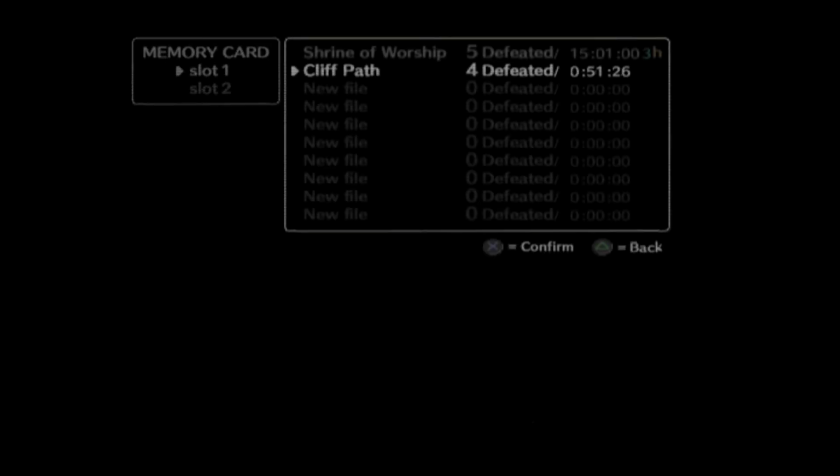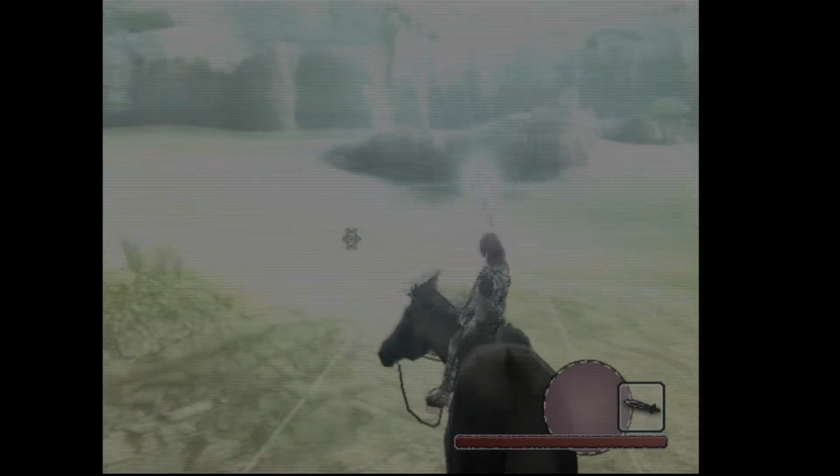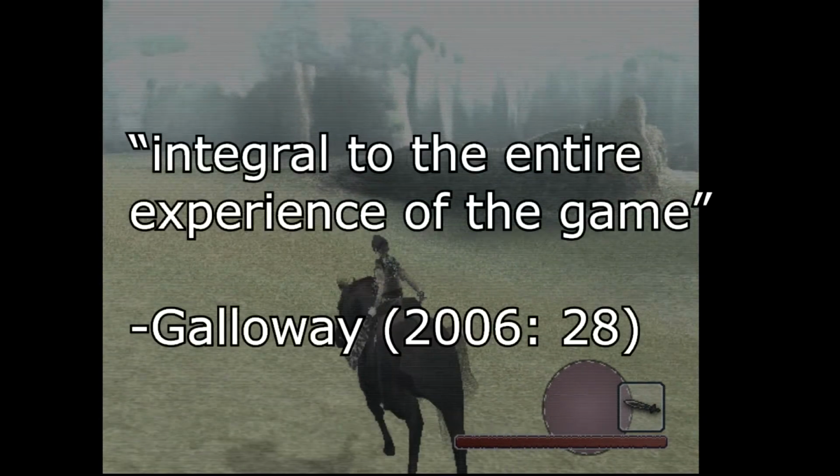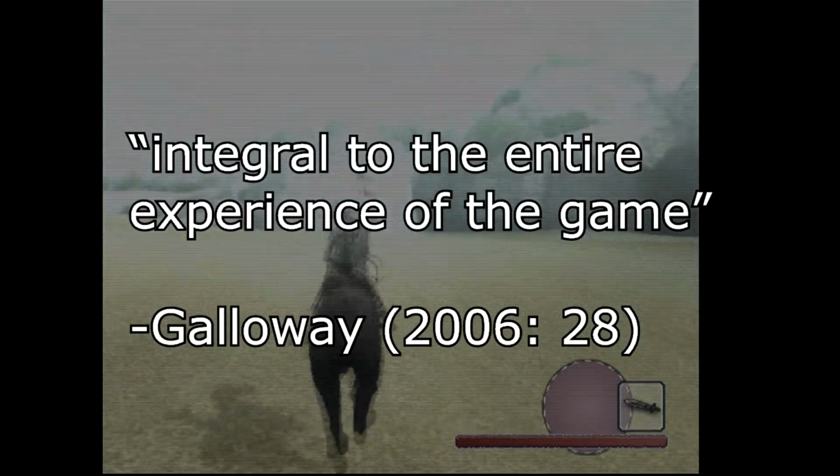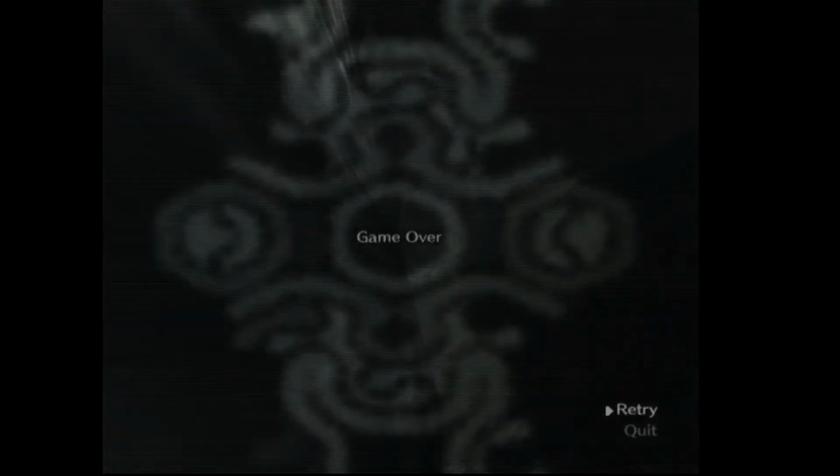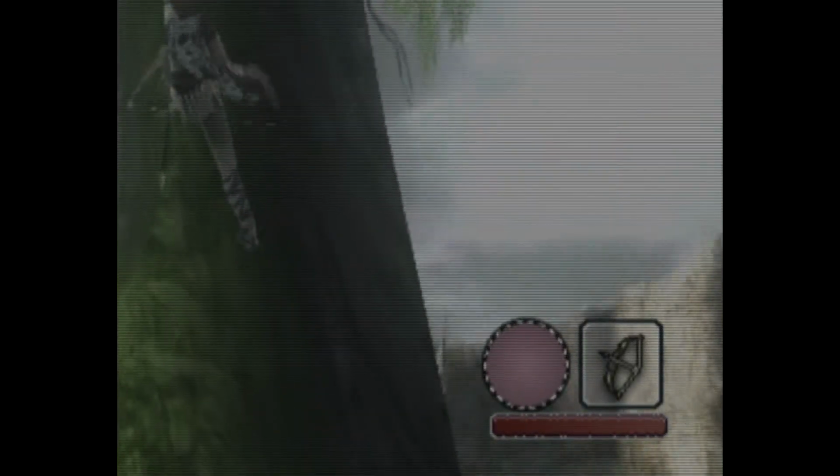To begin my final video, I would like to discuss the minimization of non-diegetic elements in Shadow of the Colossus, specifically those of the machine. Non-diegetic machine acts are characterized as integral to the entire experience of the game, but are not a part of the game's fictional world. These include things such as power-ups, game over screens, the heads-up display, or HUD, and many other technical aspects. I argue that in Shadow of the Colossus, these elements, especially the HUD, are purposefully hidden during the majority of the game.